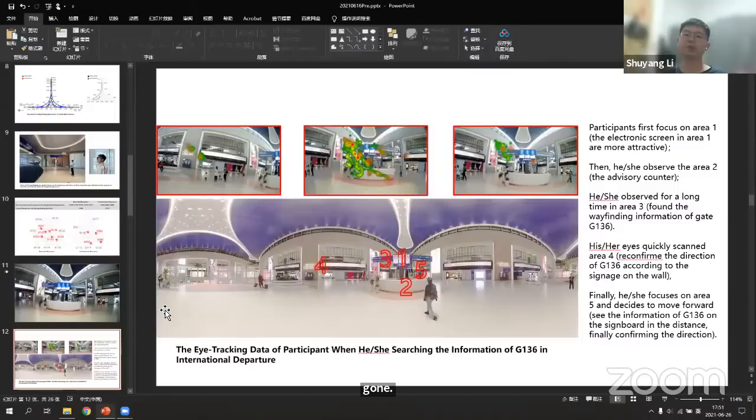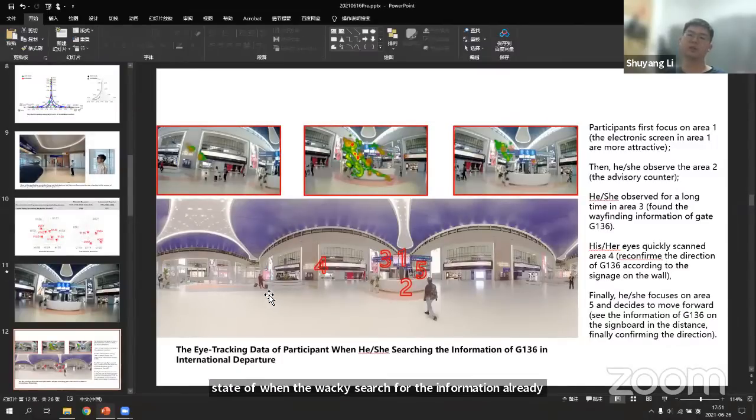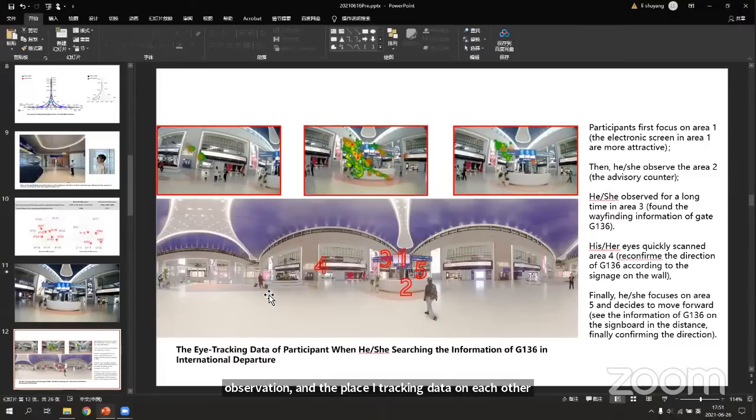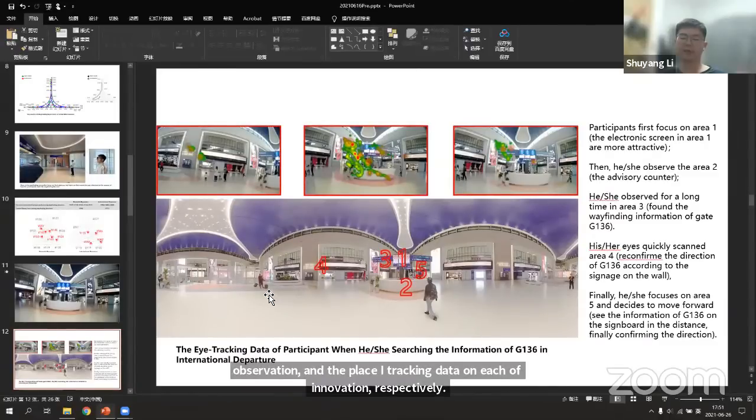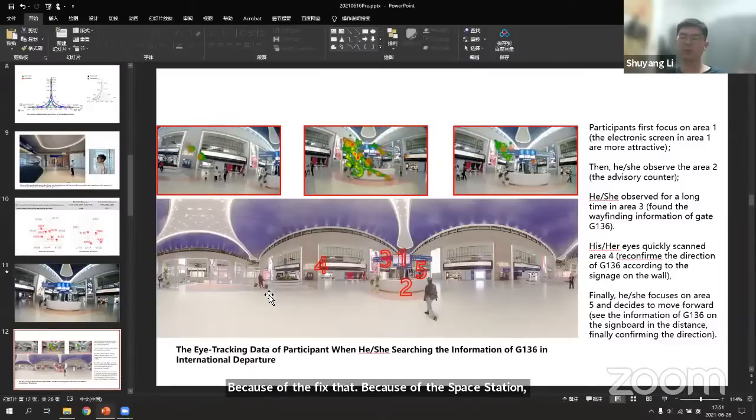This is eye tracking data of a participant when he searches for the information of this gate in international departure. We divided different observation areas and displayed the eye tracking data on each observation area respectively, because the fixation area and the gaze path will change when people turn their heads. So different observation areas should be differentiated for more accurate analysis. The observation areas are also sorted by time sequence, and the order is represented by the red number, like 1 or 2.